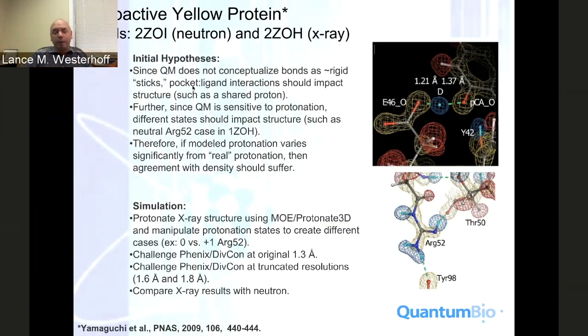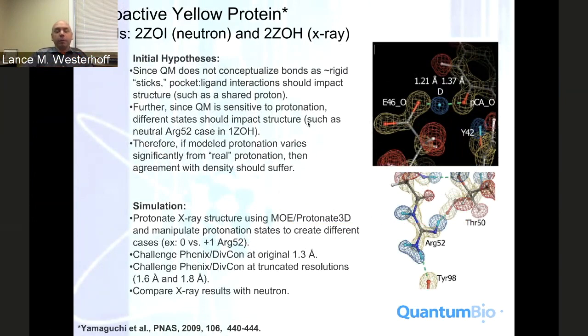So the initial hypothesis is that we're not conceptualizing bonds as rigid sticks. Can we see a shared proton? Can we see the concept of a shared proton that you may see in this neutron diffraction example?